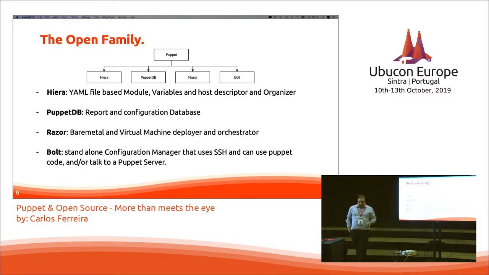Bolt, the kid of the family, just appeared 5 years ago. Only 4 years ago it became open. And what is Bolt? Bolt is, in my opinion, the late response to the Ansible way of working, because it's a standalone configuration manager that uses SSH to connect to the hosts. And the goodness of it is that it can use a script that you write in whatever language, and you just apply an exec to it. But it can also read Puppet code that you already have on your infrastructure. Or you can even talk to a Puppet server, acting on behalf of an agent that doesn't exist on the machine, which is actually quite cool if you think about it for, for example, volatile containers.